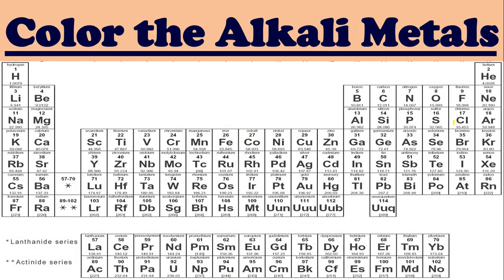So on your periodic table, do a little line in whatever color you're using, and call it the alkali metals. Your alkali metals are right here. Make sure you color them all in, you can still see what the symbols are, but those are your alkali metals.